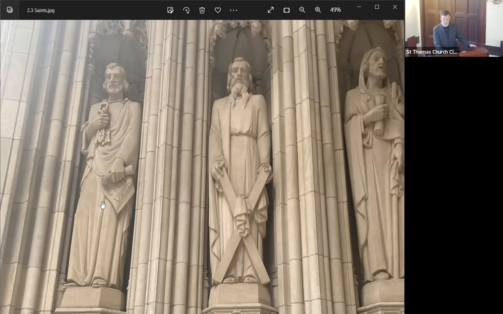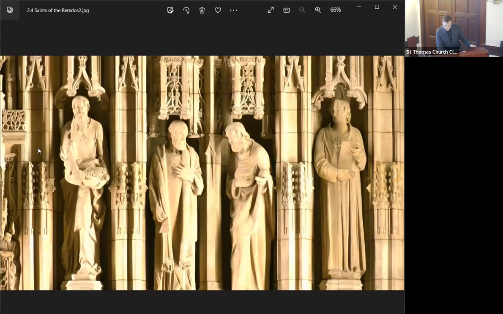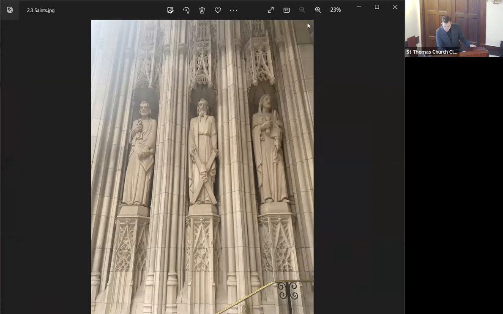Who is the saint in the center? St. Andrew. Why do you say St. Andrew? Andrew's cross. Yes, he's got St. Andrew's cross. The legend goes that St. Andrew was crucified on an X rather than a cross, as we know it, where one of the pieces of wood is going up, one of the pieces of wood is going across. This is St. Andrew.